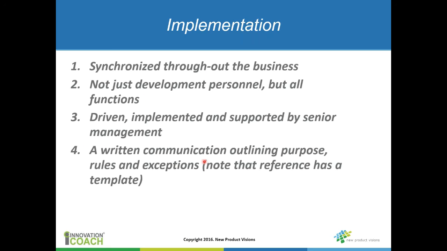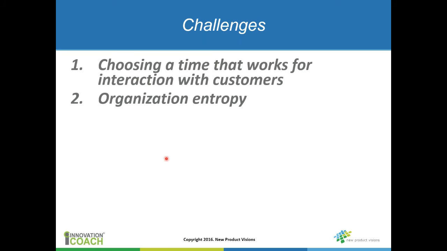It's probably important to have some type of written communication outlining the purpose. The reference I mentioned to you before has a nice template that you can start with. It's just a simple, single-page document. There are always going to be rules and exceptions, and every company is probably going to have to go through some gyrations in order to get it right, to make it work for them. There are some challenges. Every company pretty much has some functional groups that are customer-facing, so this interaction with customers becomes an issue.